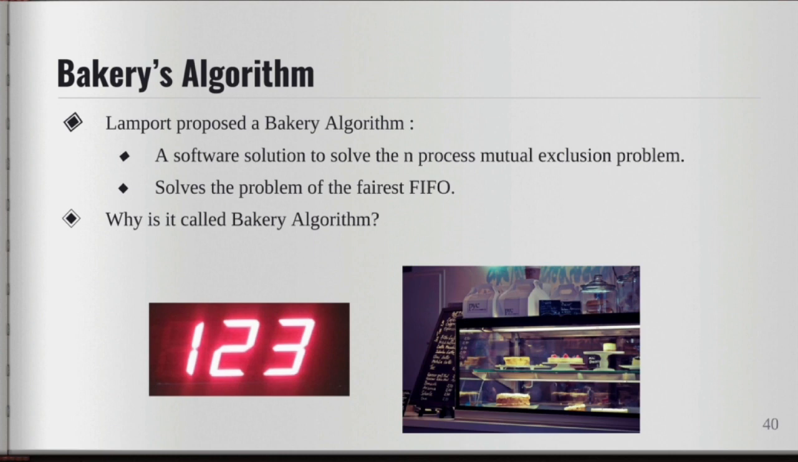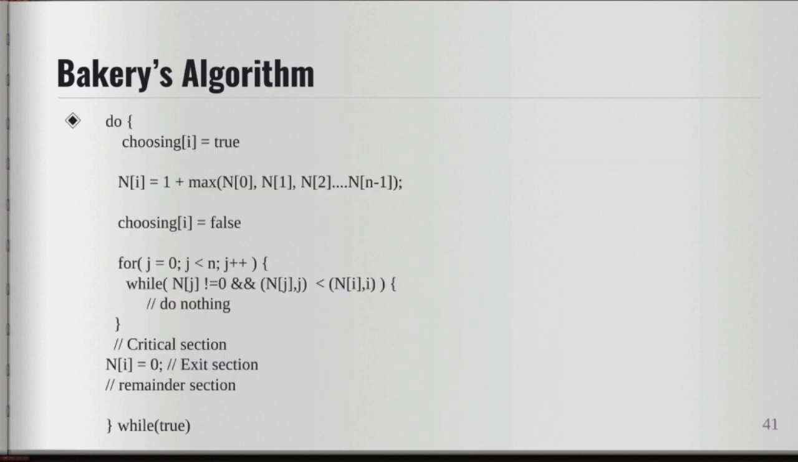Similarly, in Lamport's Bakery algorithm, processes are treated as these customers. Each process gets a token number, and the process with the lowest token number gets to enter the critical section first. Let me show you the code snippet for how this works. You can see it says do while true, and then you have choosing and these other variables. Let me explain these one by one. Let's say there's a process Pi that needs to enter the critical section.